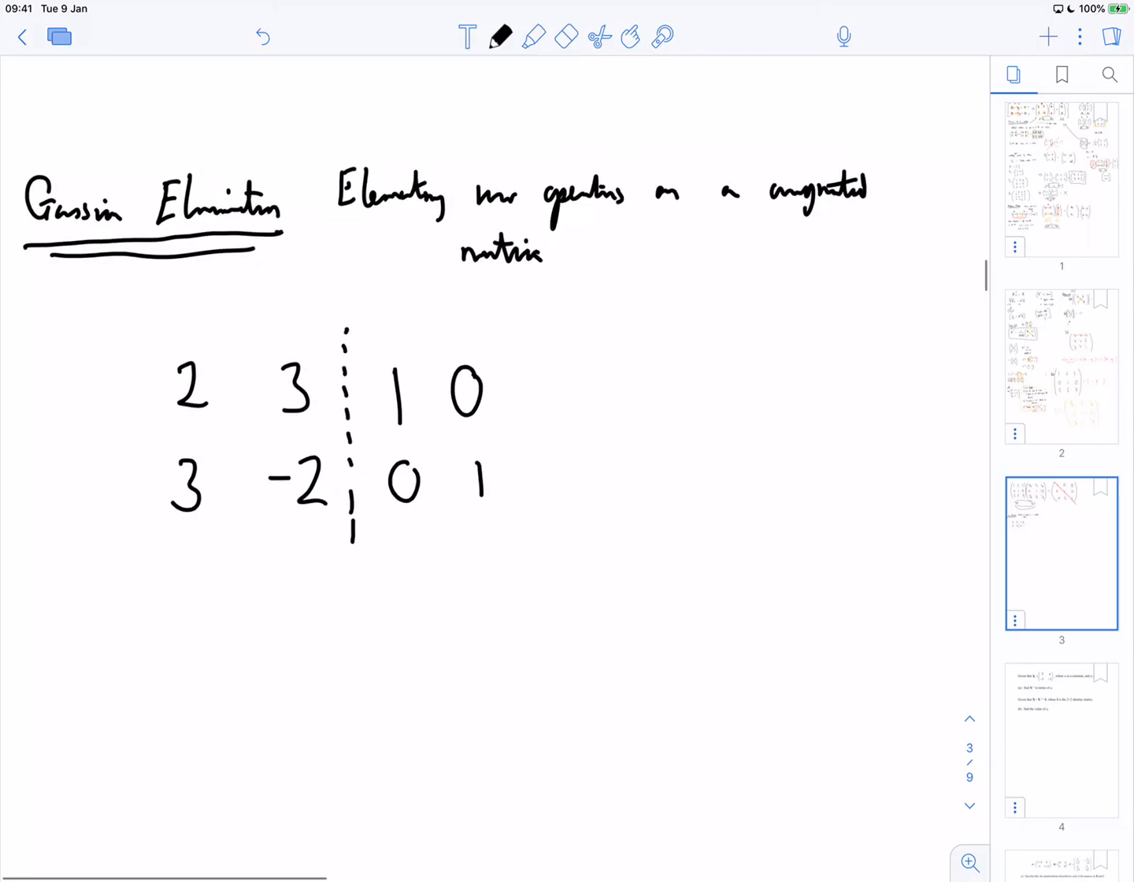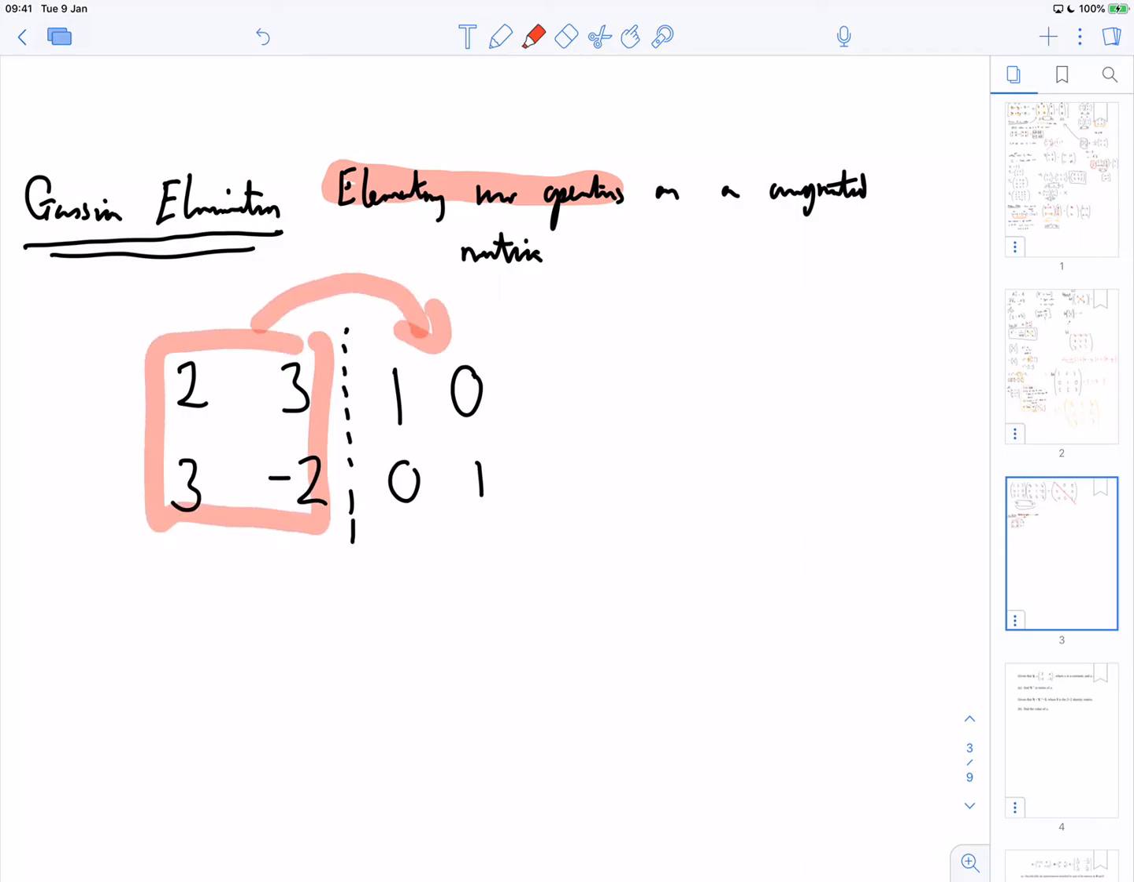Now I'm going to perform elementary row operations until this side looks like an identity matrix. Okay, and then the idea is that once I've done that to the left-hand side and made it an identity matrix, the right-hand side, if I've done the same thing, will now look like the inverse. So what do I mean by an elementary row operation?